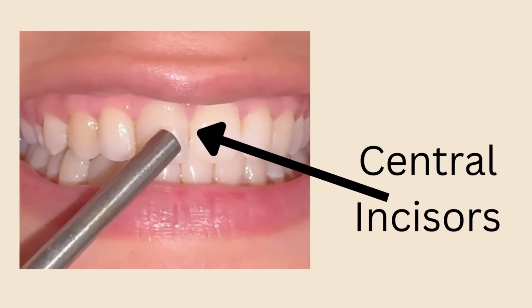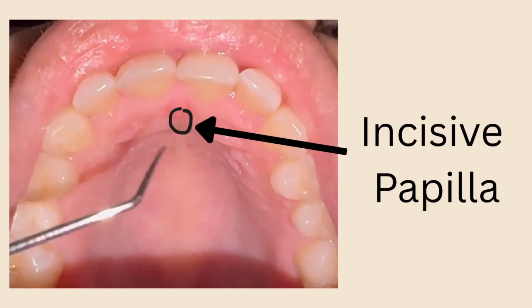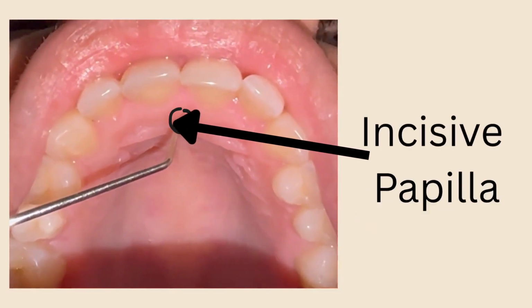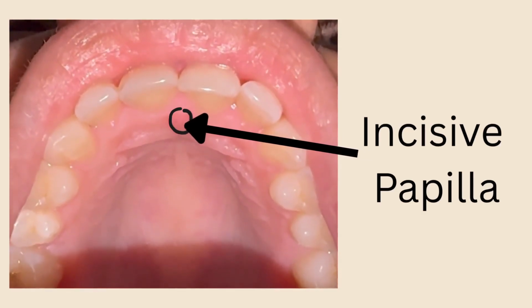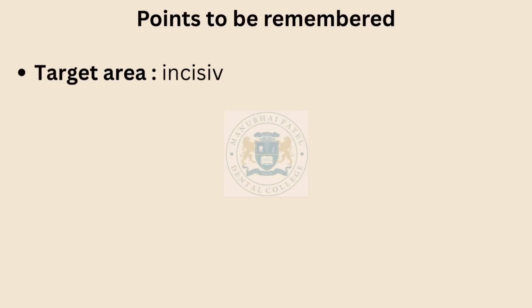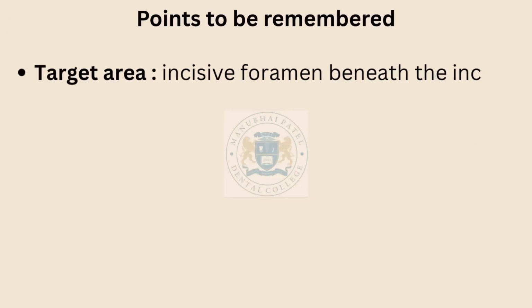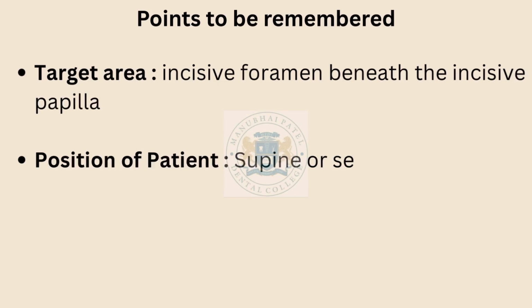The arrow shows central incisors. The circle shows the incisive papilla. Points to be remembered. Its target area is the incisive foramen beneath the incisive papilla. The position of the patient should be supine or semi-supine.